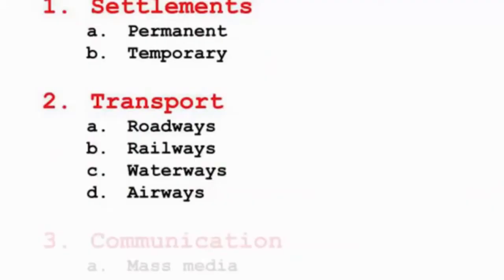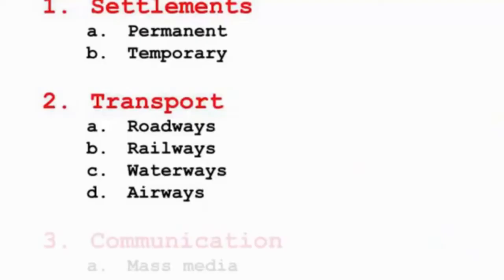Now that we know how settlement happened, let's try to understand how the connection between these settlements occurs. Let's try to understand what transport means. Transport is the means by which people and goods move. If you see, in the early days, it took a great deal of time to travel long distances. People had to walk and used animals to carry their goods.